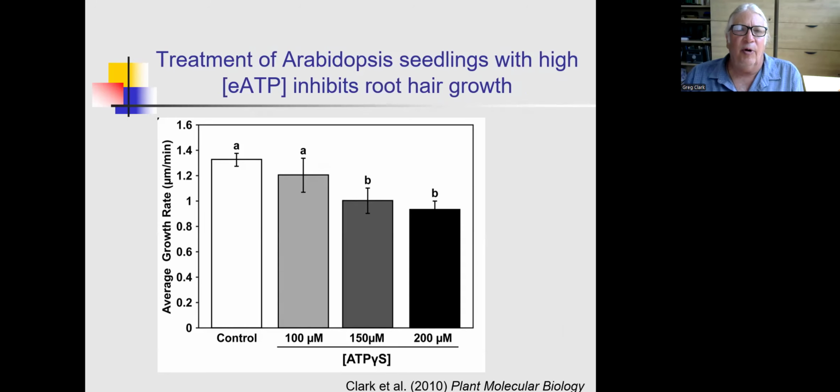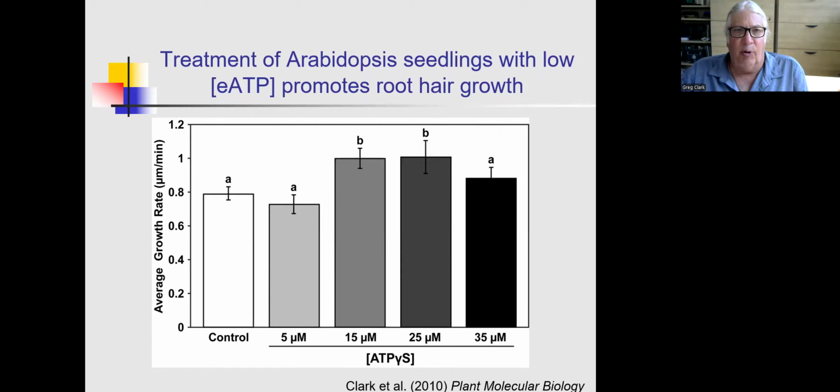So one of the early experiments that we did to test the potential role of extracellular ATP in regulating growth was to look at treatments with ATP gamma S on the growth of root hairs in Arabidopsis seedlings. In this data, you see that treatment with 150 micromolar ATP gamma S and 200 micromolar ATP gamma S inhibit the root hair growth rate.